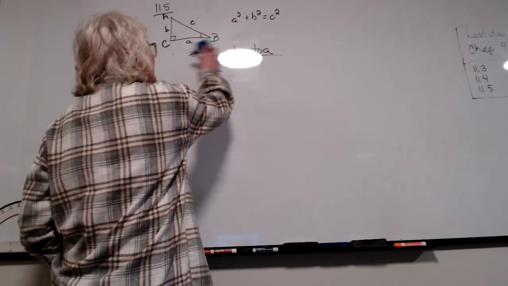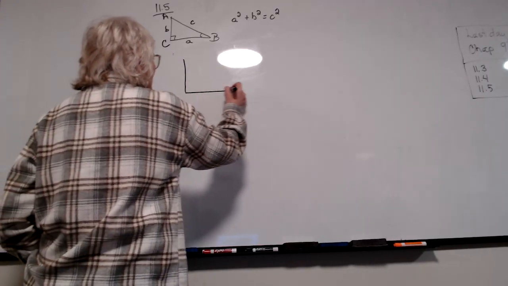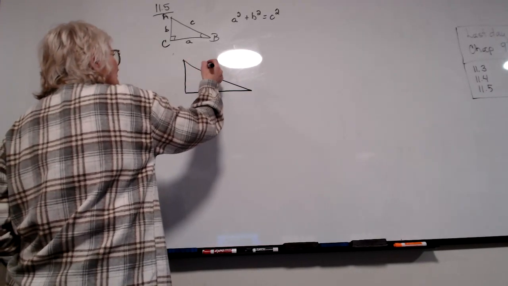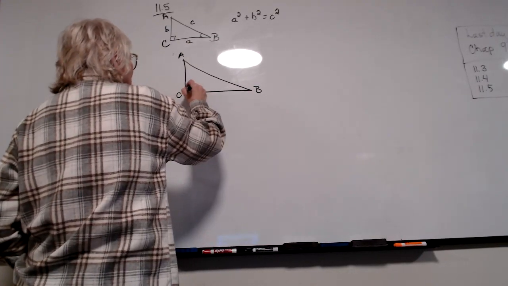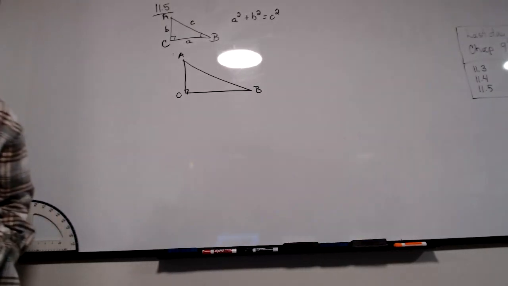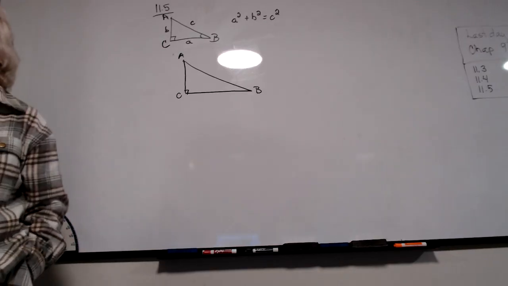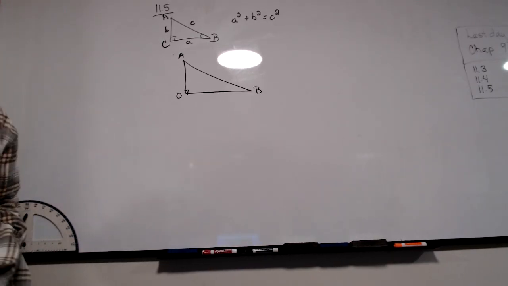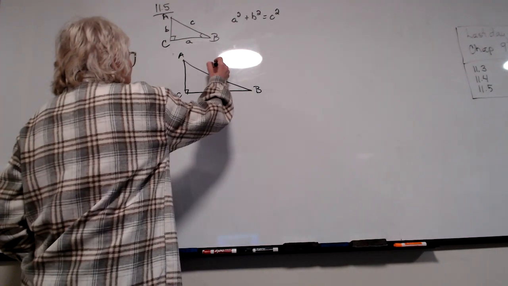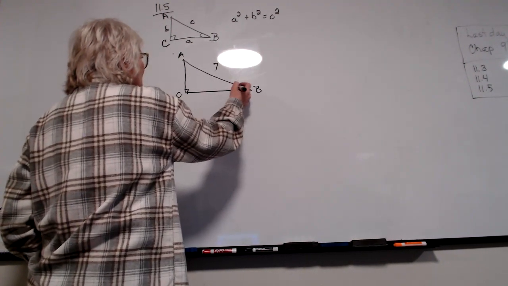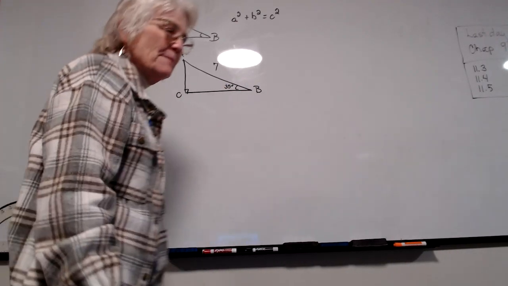Okay, so let's look now at one. Let's say we have a right triangle that looks like this, okay? This is my C, this is my A, this is my B. Is this for cosine or sine? I don't know, we're going to do both. Okay, so I'm going to give you two measurements: 7 and 35 degrees.